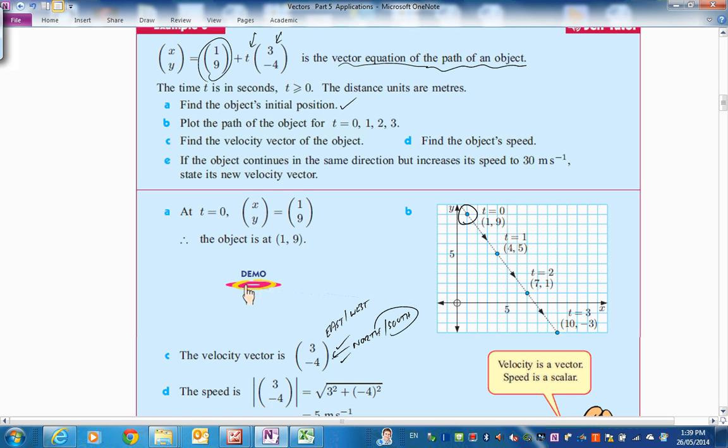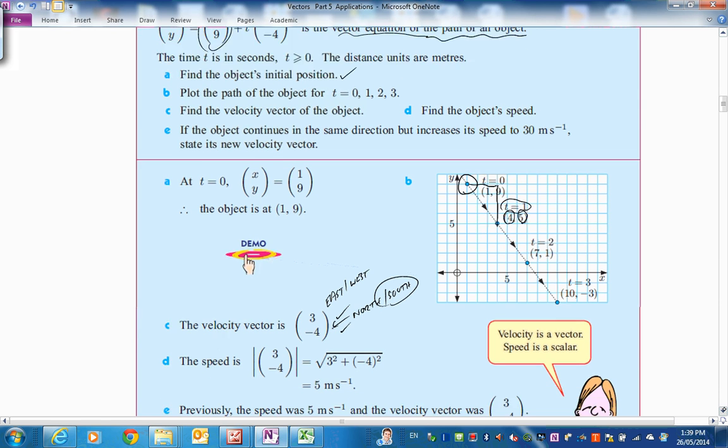That will be south. Let's draw it. So in the first movement for t is 1, it's gone across another 3 across here, and then down 4. So instead of 1, 9, it's up 4 and take away 4 from 9. It's 5. Get the idea now.